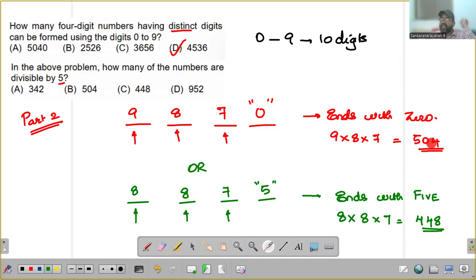I got it as 504. Here also it is 8 into 8 into 7. I can see that it is ending in 5. 8 into 8 into 7, 448.